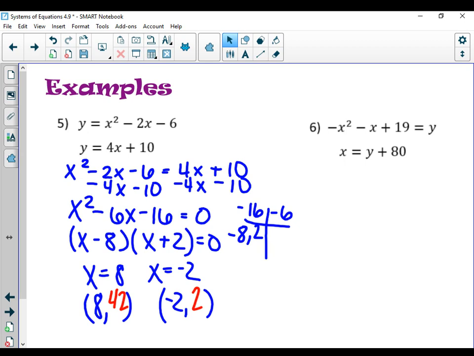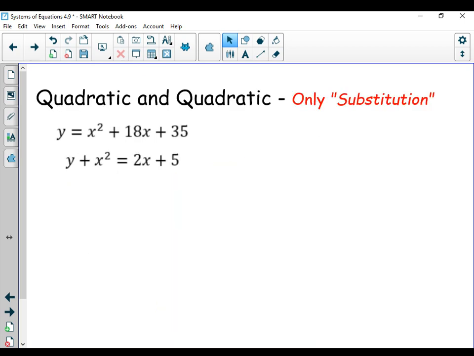Any questions with a linear function and a quadratic? Okay, because now we're going to look at a quadratic and a quadratic. Okay, we're going to approach these the same exact way. We're going to make sure they're both set equal to y, and then we're going to set them equal to each other. Same steps. Just a little bit of a different approach when solving.